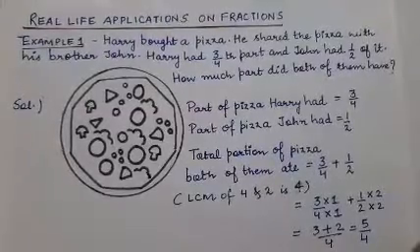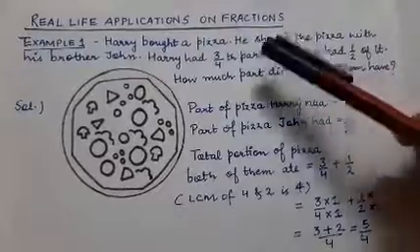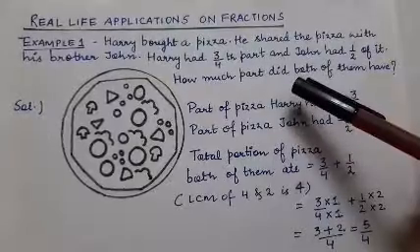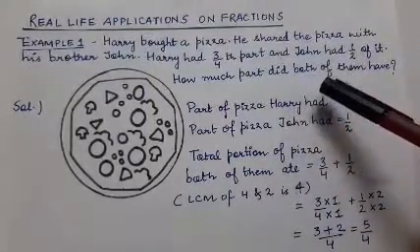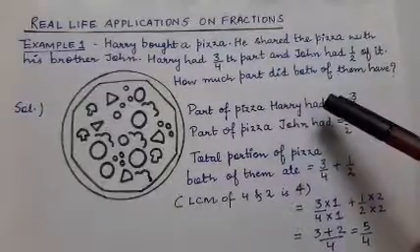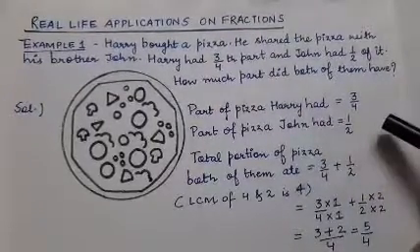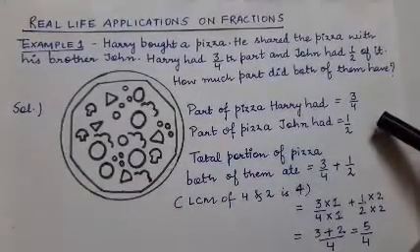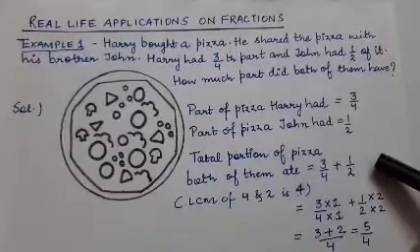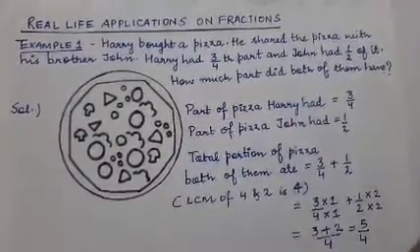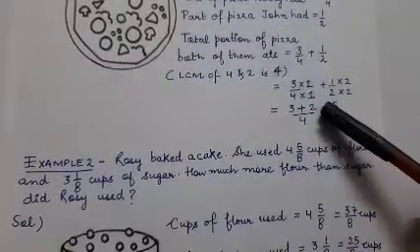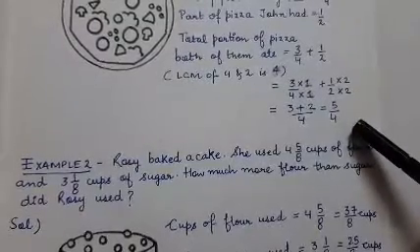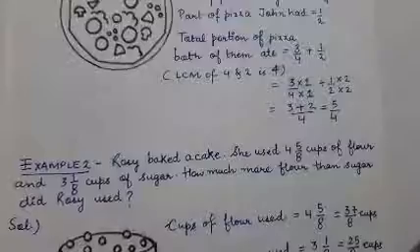Now we will discuss some real life applications of fractions. The first one is: Harry bought a pizza. He shared the pizza with his brother John. Harry had 3 by 4 part of it and John had 1 by 2 part of it, or half of it. So how much part did both of them have? I have written the statements. Part of pizza Harry had was 3 by 4 and John had was 1 upon 2. So after adding both of them, we get the final answer. The LCM was 4, so the final answer is 3 plus 2 upon 4, 5 upon 4. So the total part both of them had was 5 upon 4.